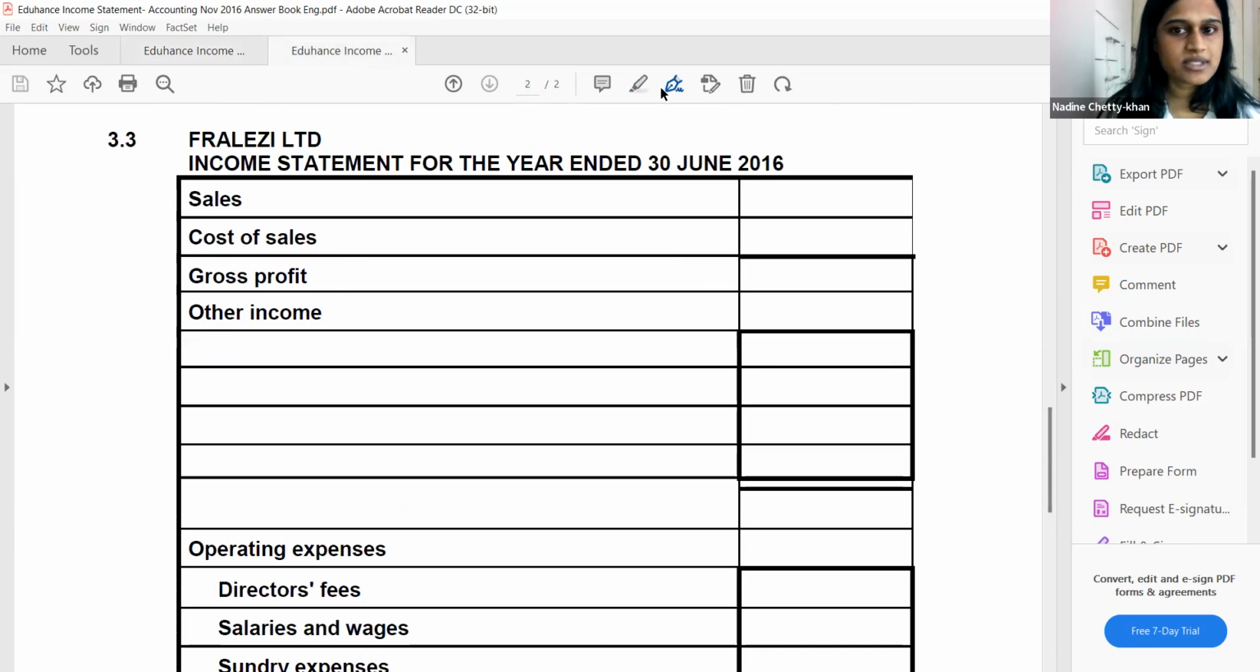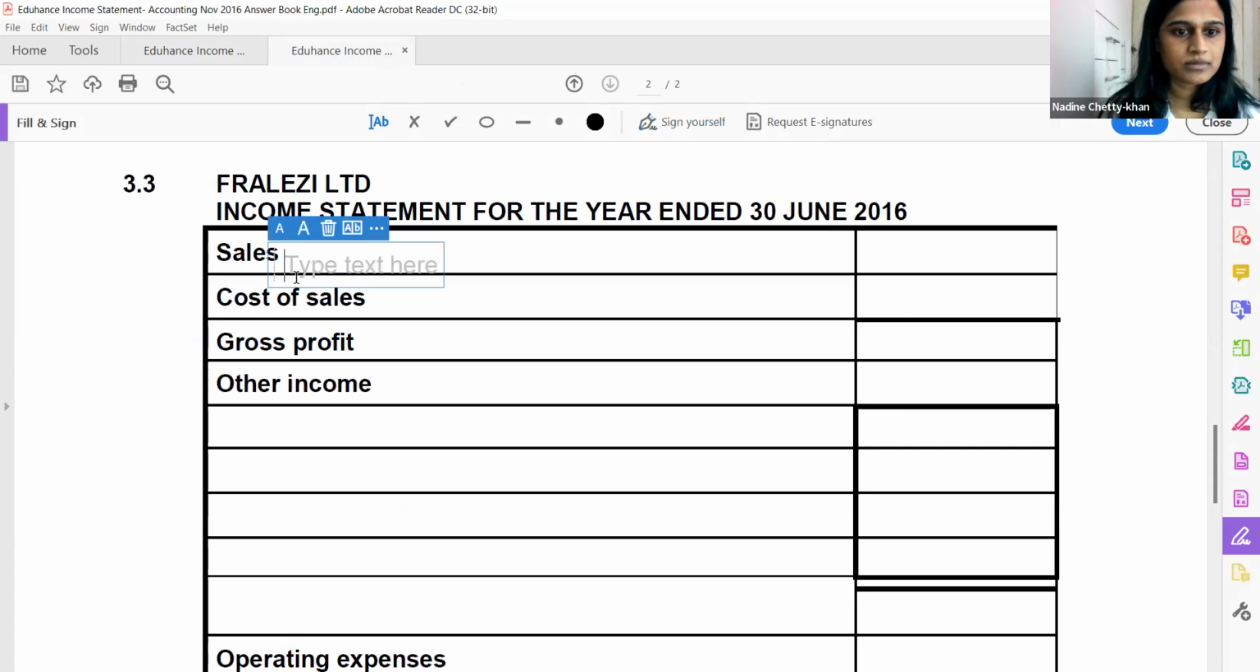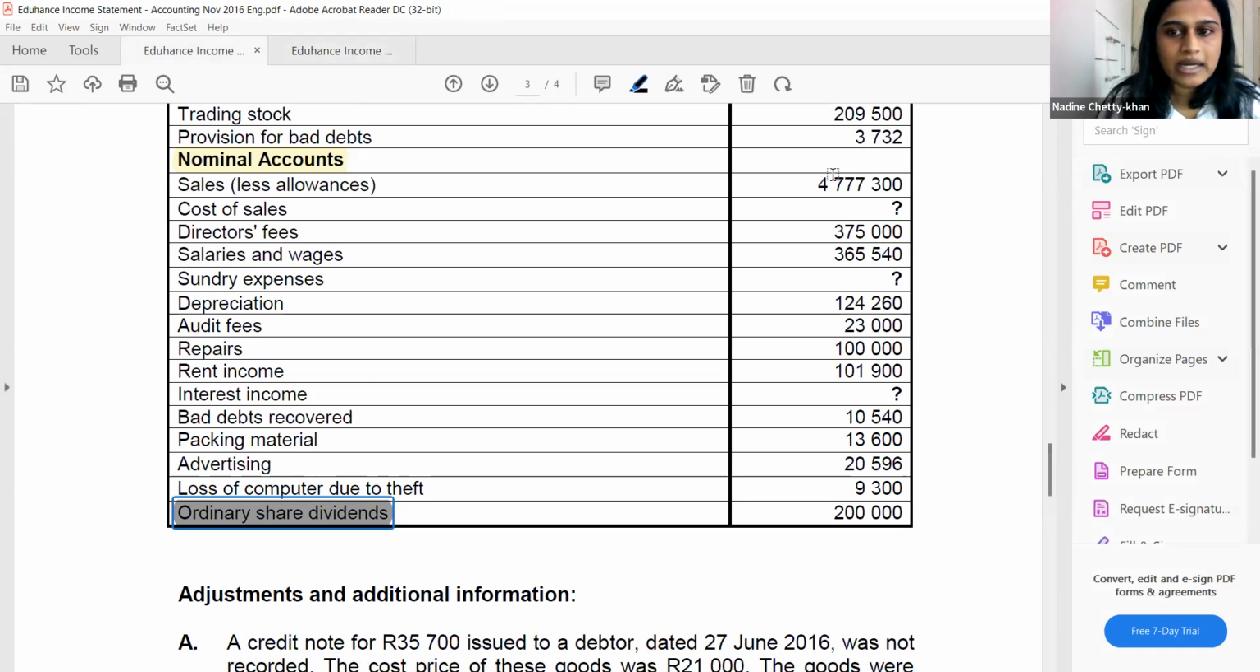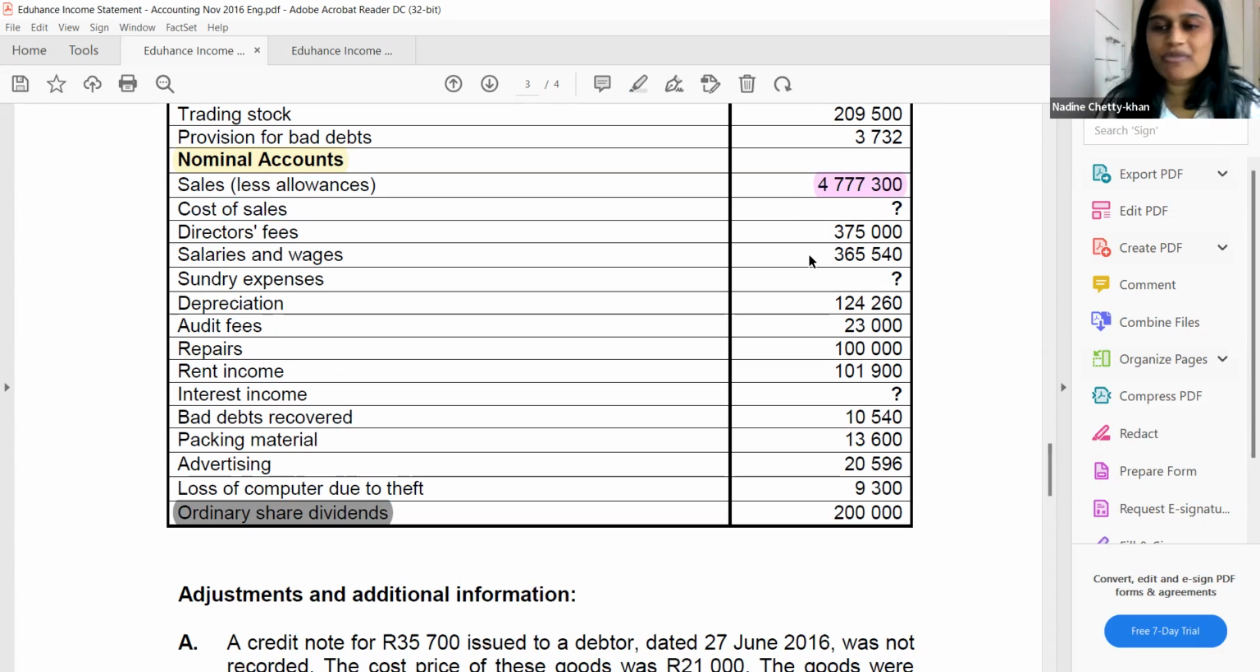So I'm going to start with sales. I'm going to jump between the question and the account. So sales. We will start with the amount of 4,777,300. Okay. Now what I'm doing is I'm highlighting the amounts that I've put in my account in a nice color. Let's put a purple. And why I do this, as a student, you need to be quite systematic, follow a process. It makes sure you do the question calmly, completely, okay?